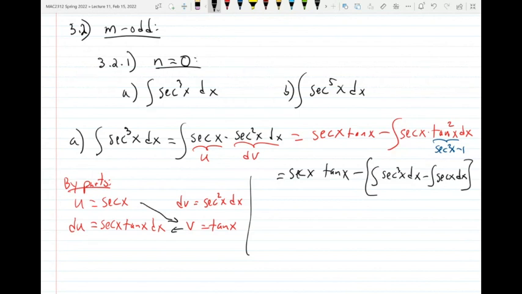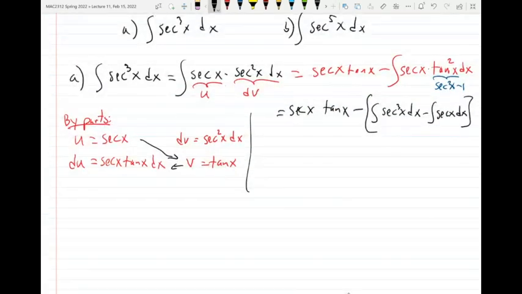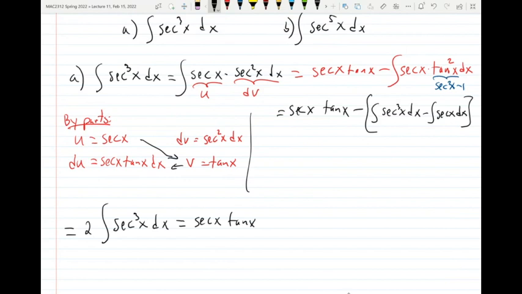So we're going to get here, this is equal to, so I'm going to move it to the other side. So we're going to get 2 times secant cube is going to be equal to secant tangent plus the integral of secant, when you move it with the negative. And what's the integral of secant?